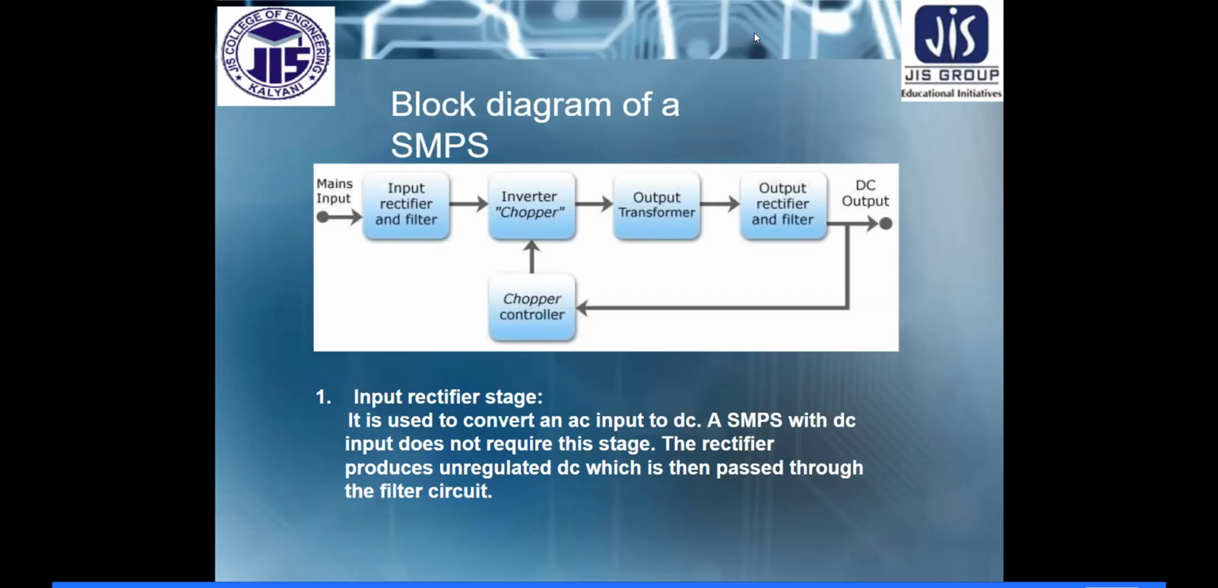So the first stage you can see in the block diagram is the rectifier, input rectifier stage. As we all know, input rectifier is used to convert AC input to DC. SMPS with DC input does not require this stage. Wherever we can get the direct DC input, we don't need this rectifier stage. The rectifier produces unregulated DC, which is then passed through the filter circuit. So I hope you all have drawn the diagram.